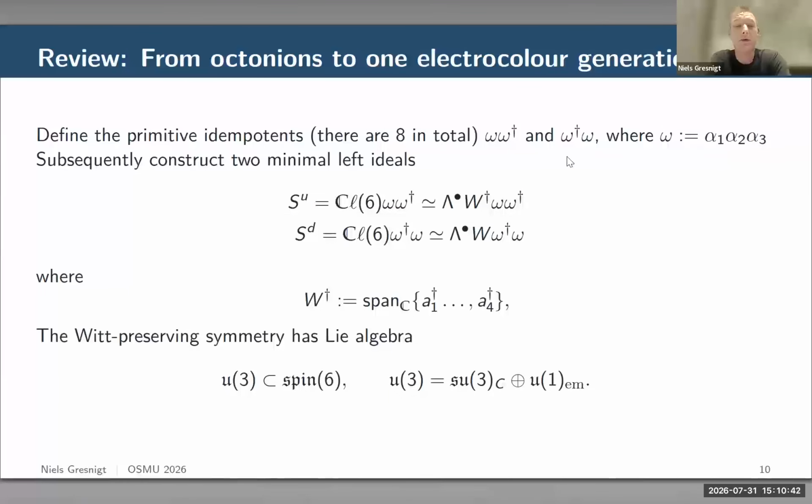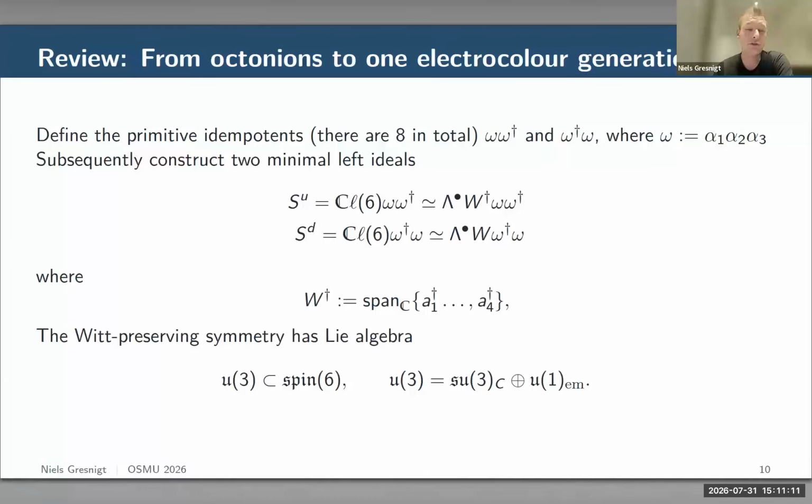So the way that you can then build up the minimal ideals is to first define some primitive idempotents. I've got 2 here, but in total there are actually 8. And then you can construct the minimal ideals by left multiplying any element of the algebra onto those primitive idempotents. And so here we have 2 minimal ideals, SU and SD, and each of them is going to be 8-dimensional.